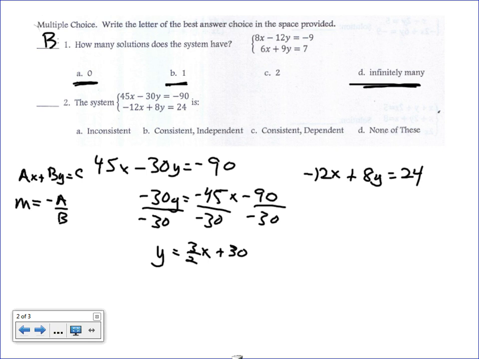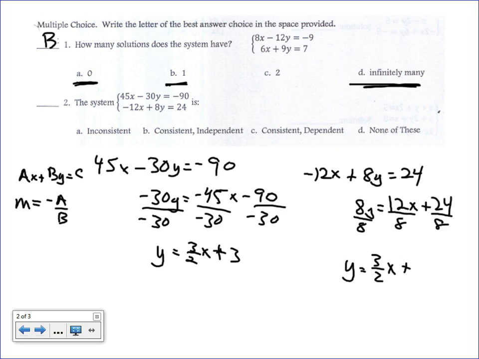Guys, don't let me make this mistake. 90 over 30 is 3. I should have put a 3 right there. So anyway, 8y equals 12x plus 24. Divide by what? 8. Divide by 8. And so y equals 3 halves x plus 3.